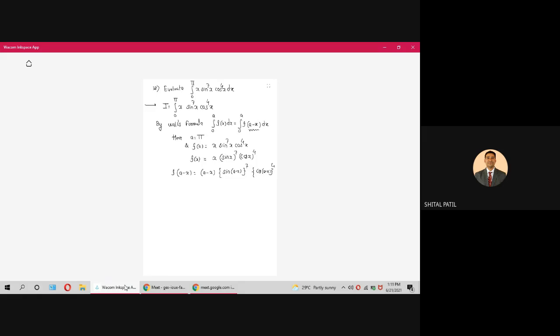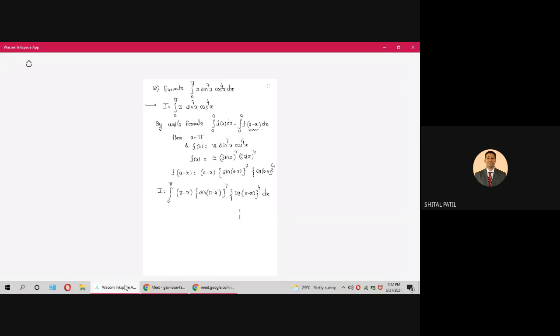So let me use that formula. The integral is 0 to pi, no change. x will become a minus x, but a is pi, so pi minus x. Hope everyone is getting this. Sine raised to 7 will become sine of pi minus x. Cos will become cos of pi minus x. No change in dx. Hope you have understood this.